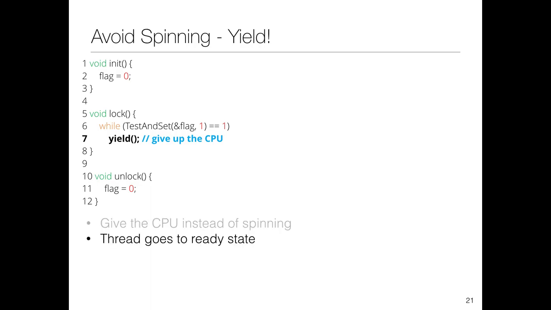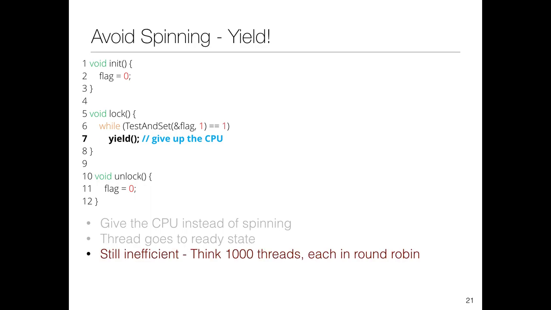It gives up the CPU instead of spinning, and the thread goes to the ready state instead of the running state. And it's still inefficient because if you have thousands of threads, each of them will be giving up the CPU, and in round-robin fashion, you'll still have a lot of context switch cost. So that's something which we still want to avoid.